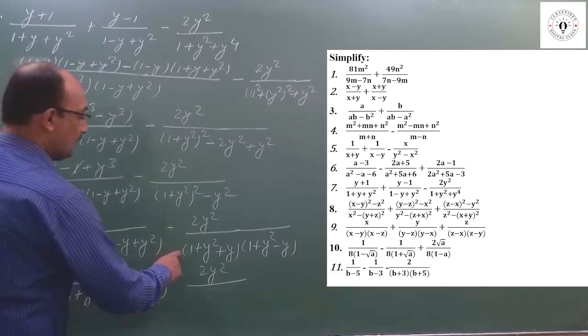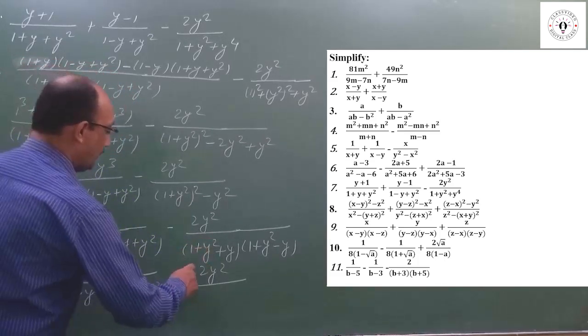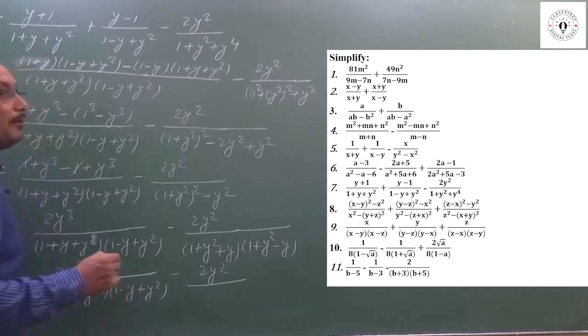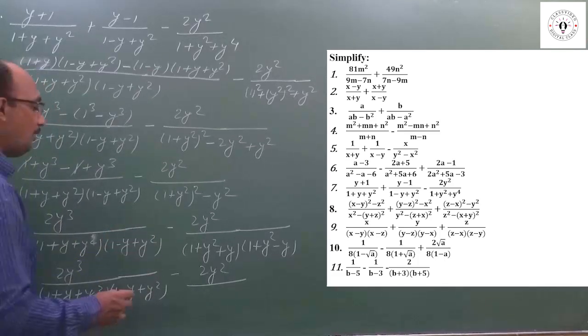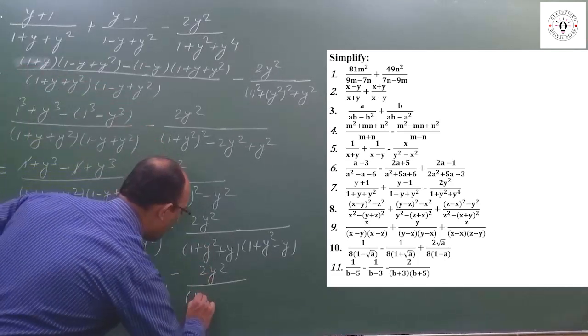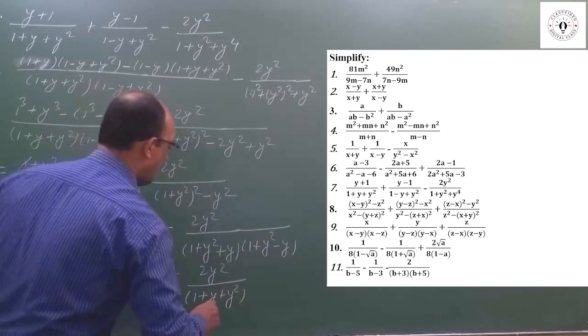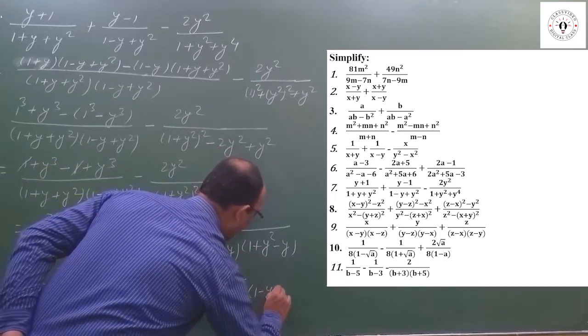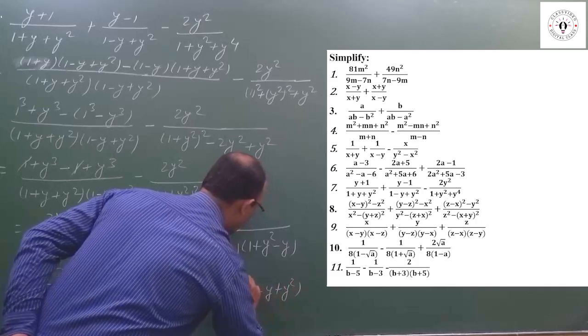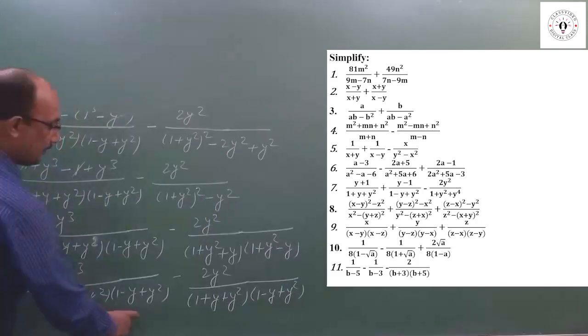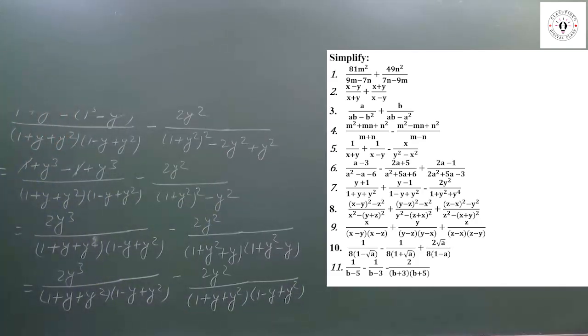I am arranging it in ascending power of y. That is, firstly, ascending power means from lower power to higher power. So what shall I write? 1 plus y square, and this can be written as 1 minus y plus y square. Both fractions have the same denominator. So when both fractions have the same denominator, we have the same LCM.